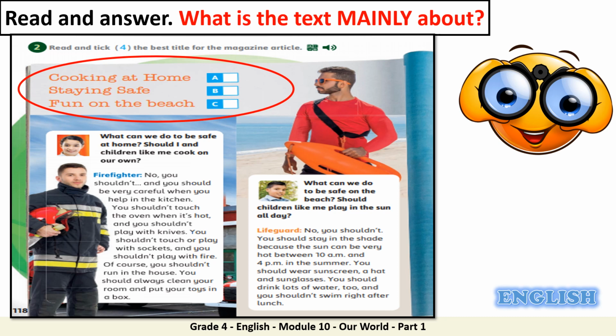What can we do to be safe on the beach? Should children like me play in the sun all day? No, you shouldn't. You should stay in the shade because the sun can be very hot between 10 a.m. and 4 p.m. in the summer. You should wear sunscreen, a hat, and sunglasses. You should drink lots of water too. And you shouldn't swim right after lunch.